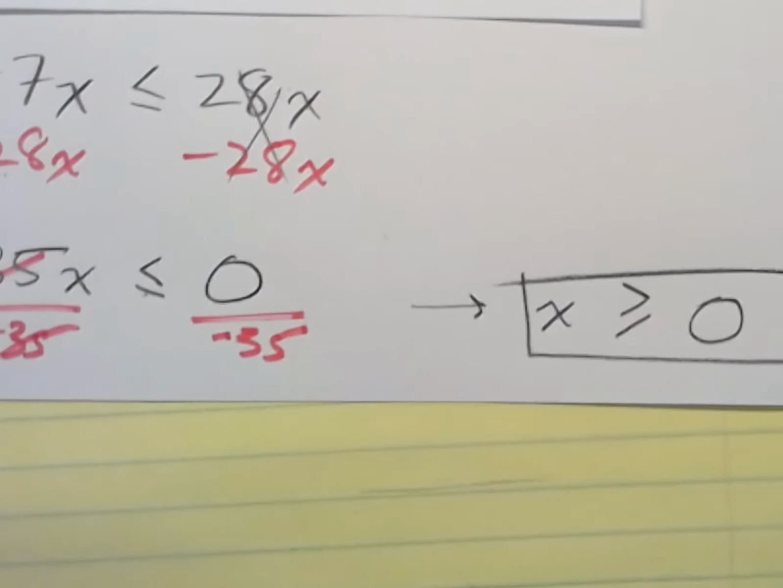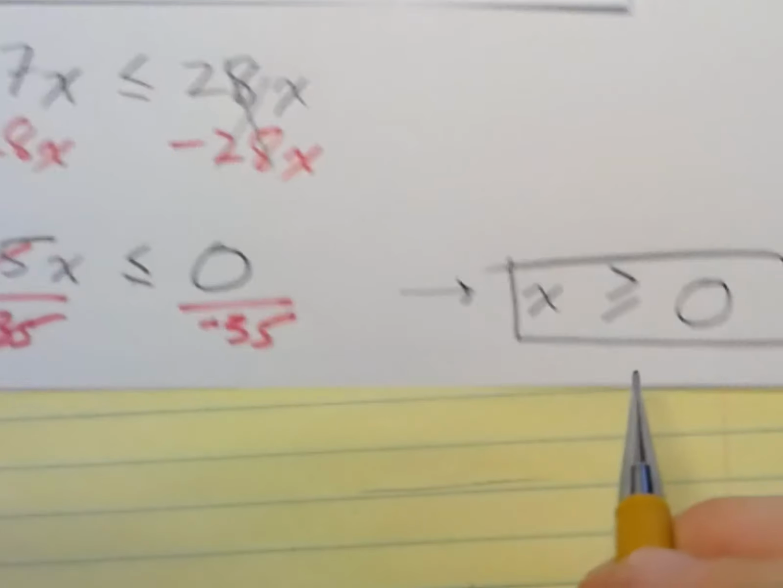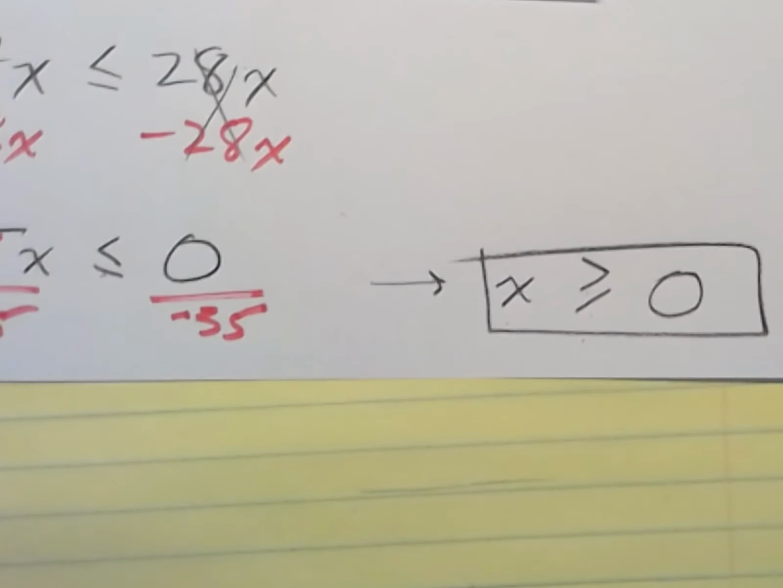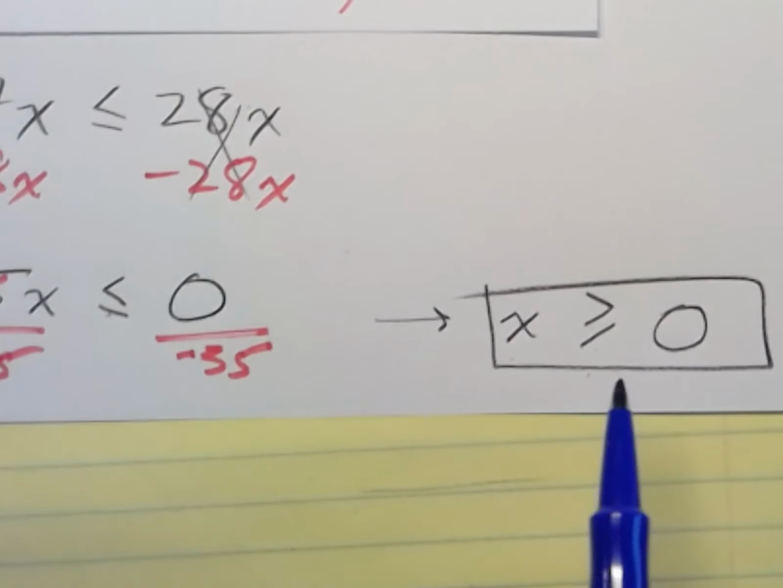And lo and behold, we actually have a solution. It's not all real numbers. It's not no solution. We have a solution. X is greater than or equal to 0. This is why I wanted to do this one. Now I remember. X is greater than or equal to 0.